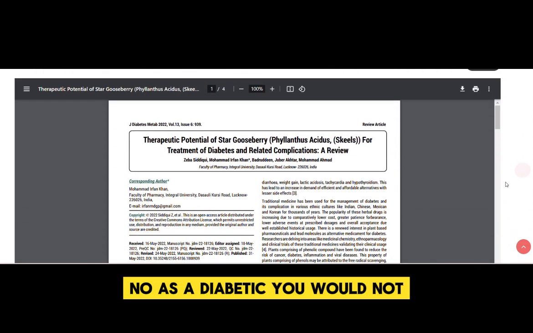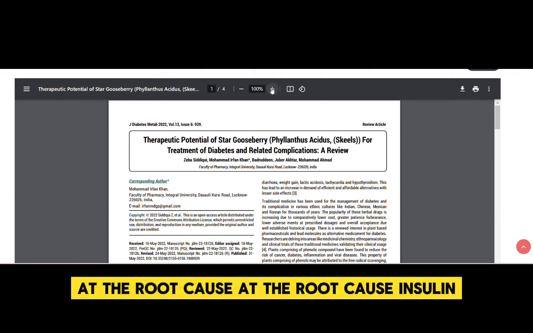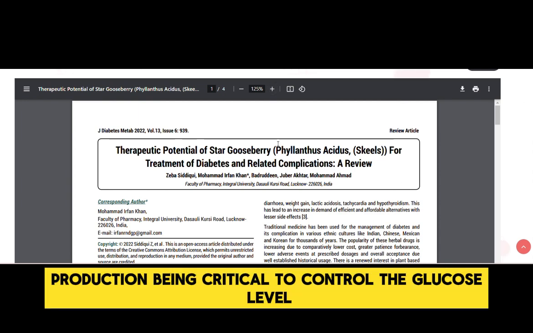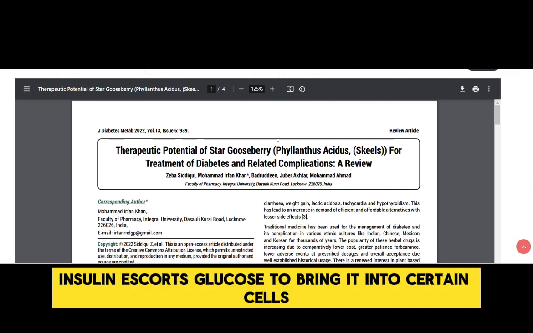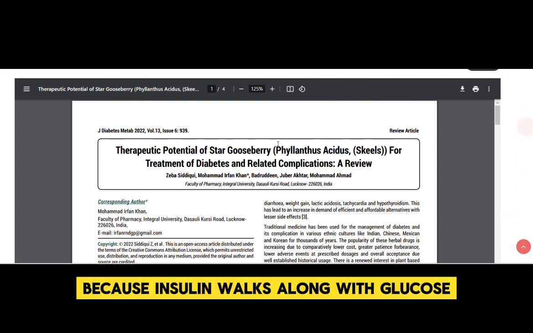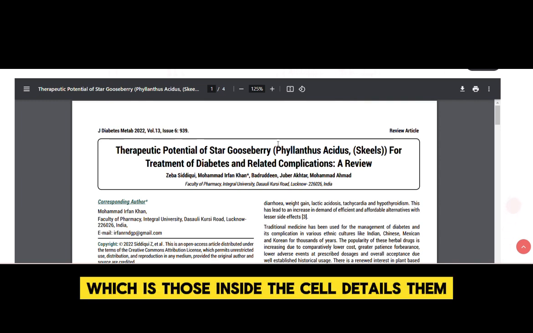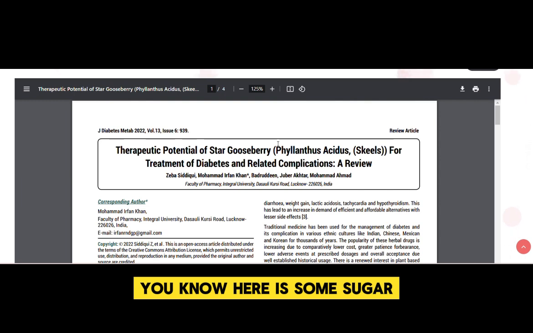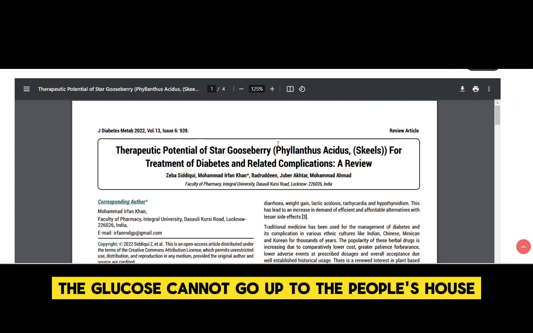Now, as a diabetic, I don't think you generally understand what is happening at the root cause. At the root cause, insulin production is critical to control the glucose level. Simply put, insulin escorts glucose to bring it into certain cells. Not all cells, but a lot of cells in the body need insulin, because insulin walks along with glucose and knocks on the door of the cell and tells the owner of the house, which is those inside the cells, here is some sugar, would you like to take it? Insulin does that job. Without insulin, the glucose cannot go to the people's house.